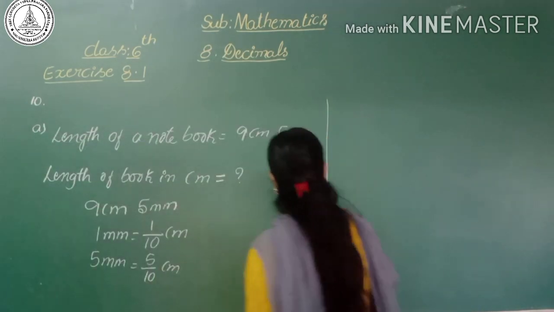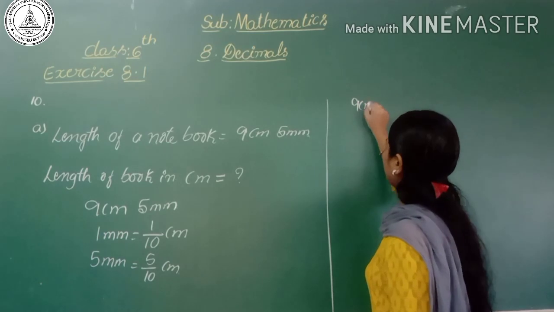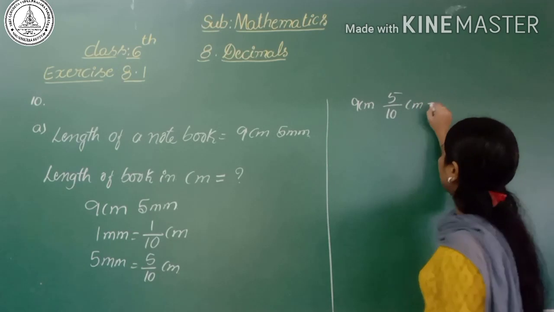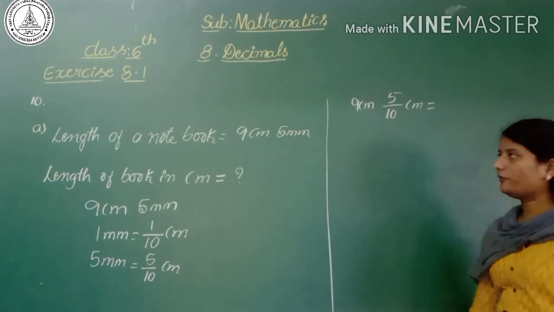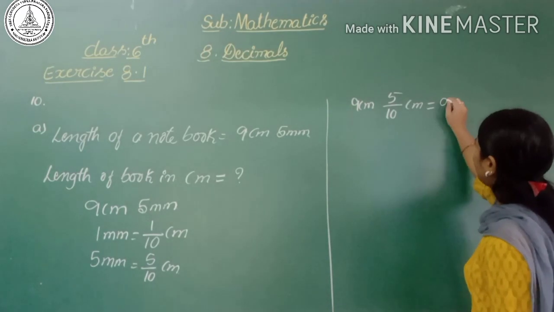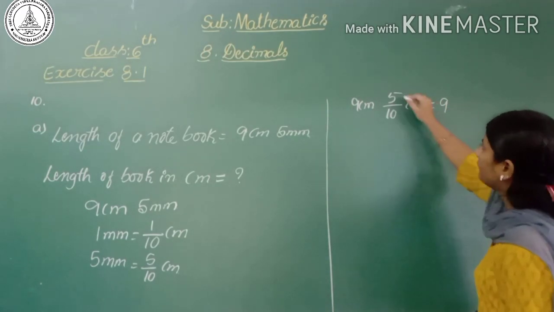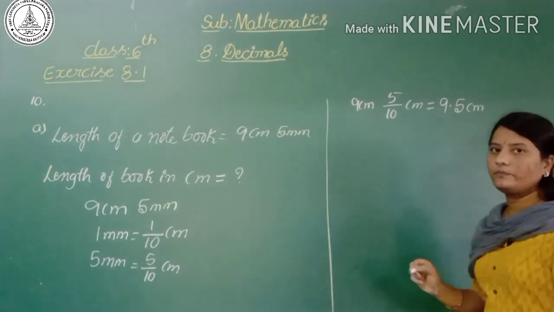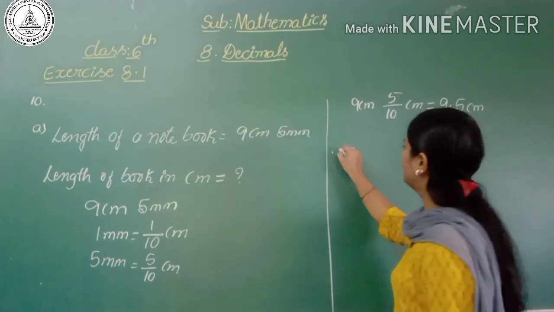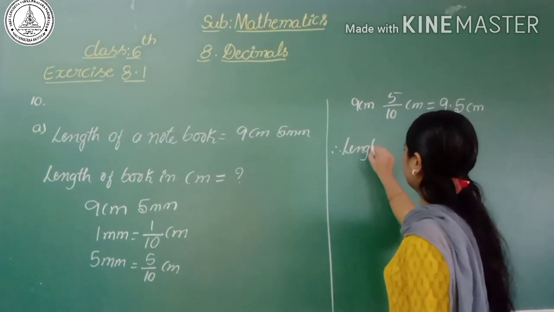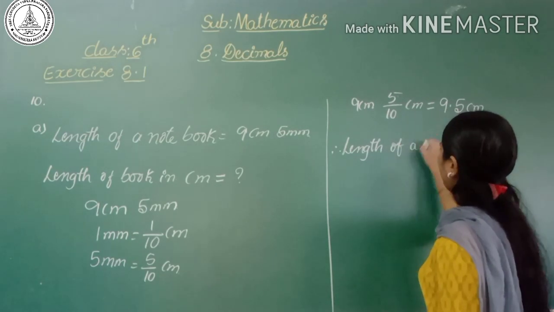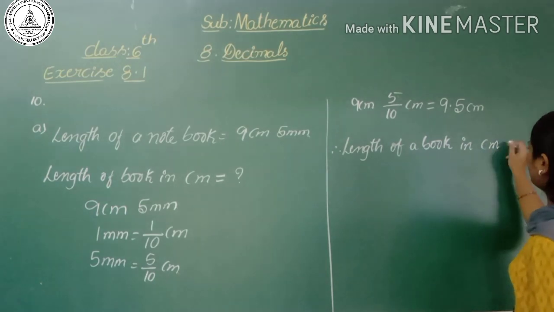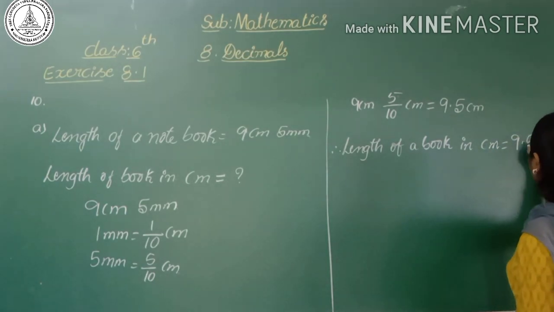Then next write here 9 centimeter and 5 by 10 centimeter, which is equal to, we can write it in the decimal form. 9 is a whole number, 9 ones and 5 tenths, so it can be written as 9.5 centimeter. Therefore write down here length of a book in centimeter is equal to 9.5 centimeter.